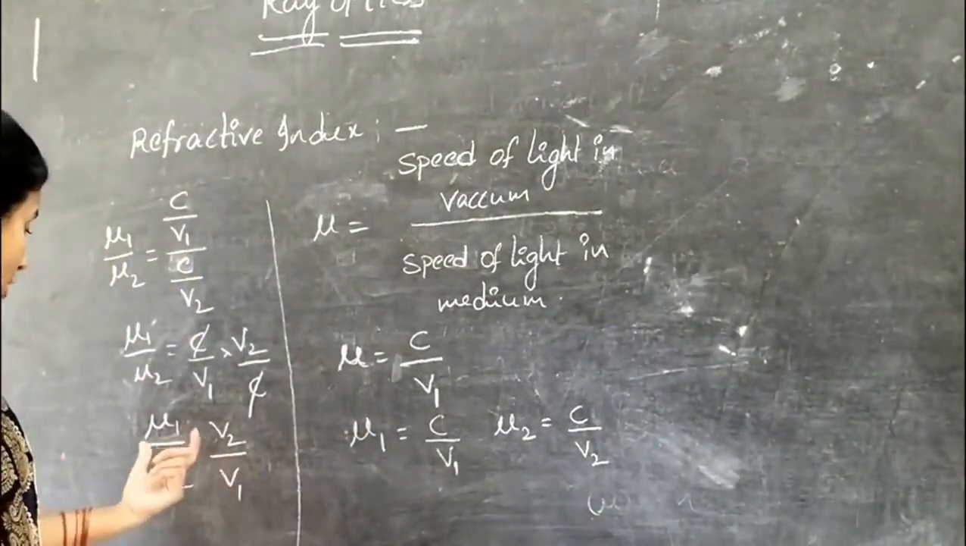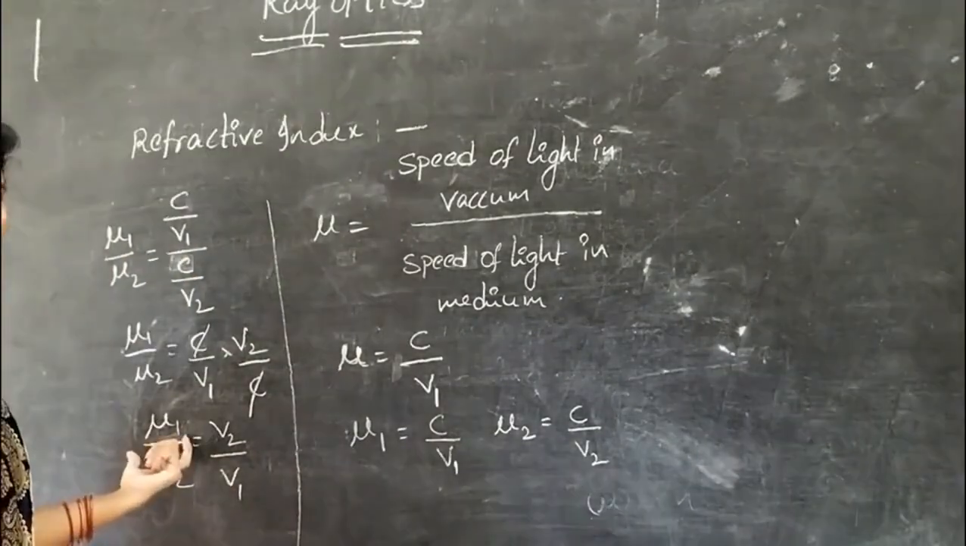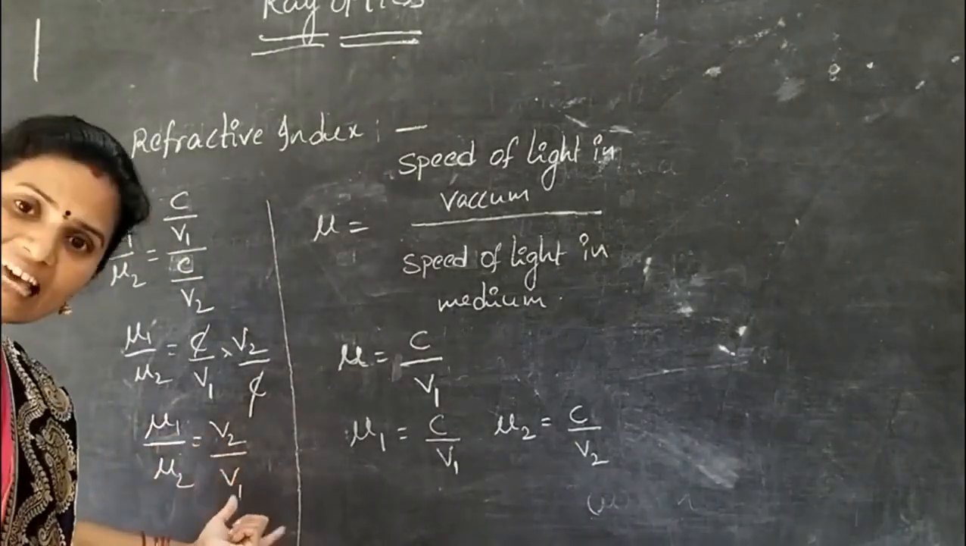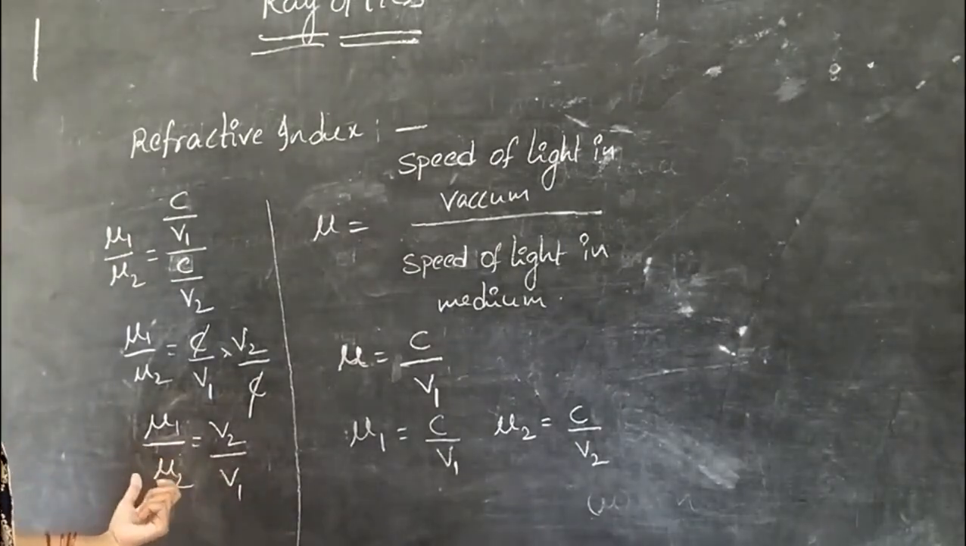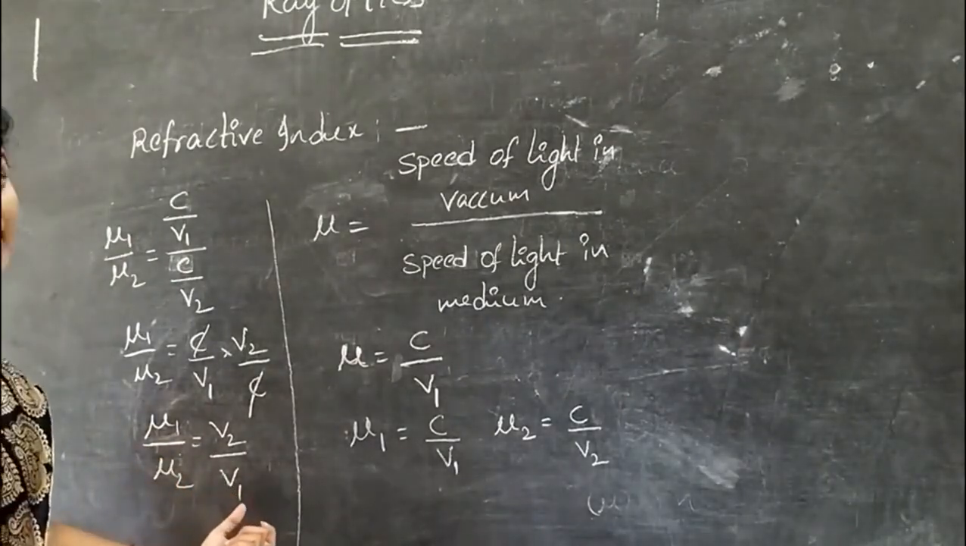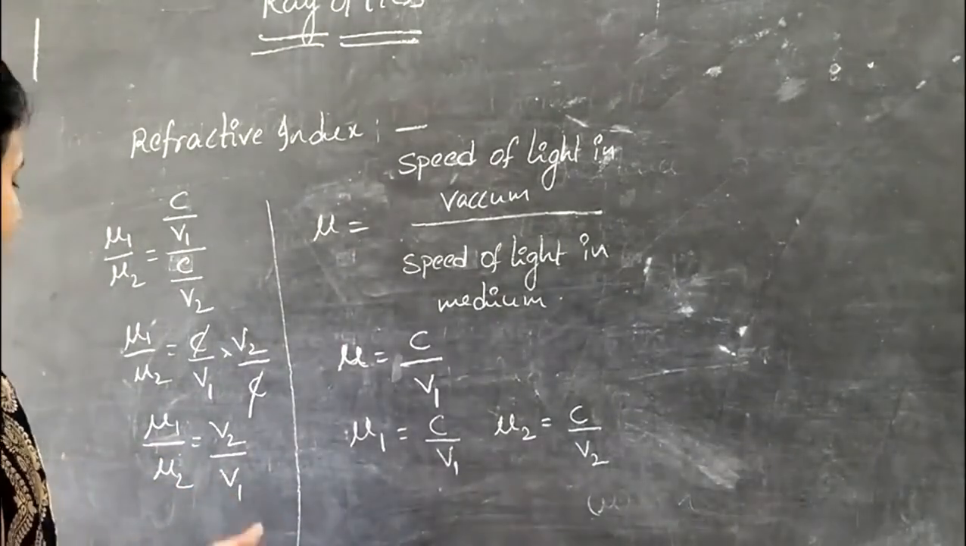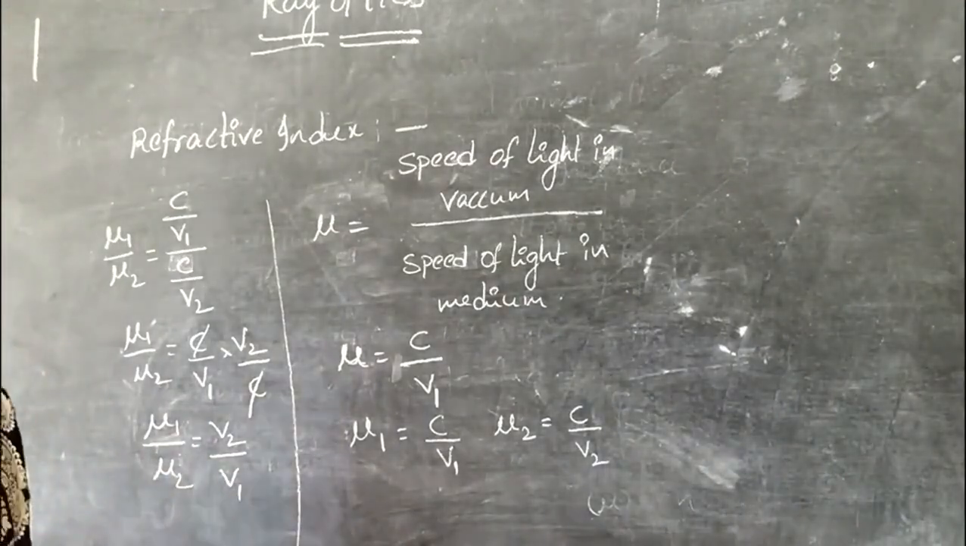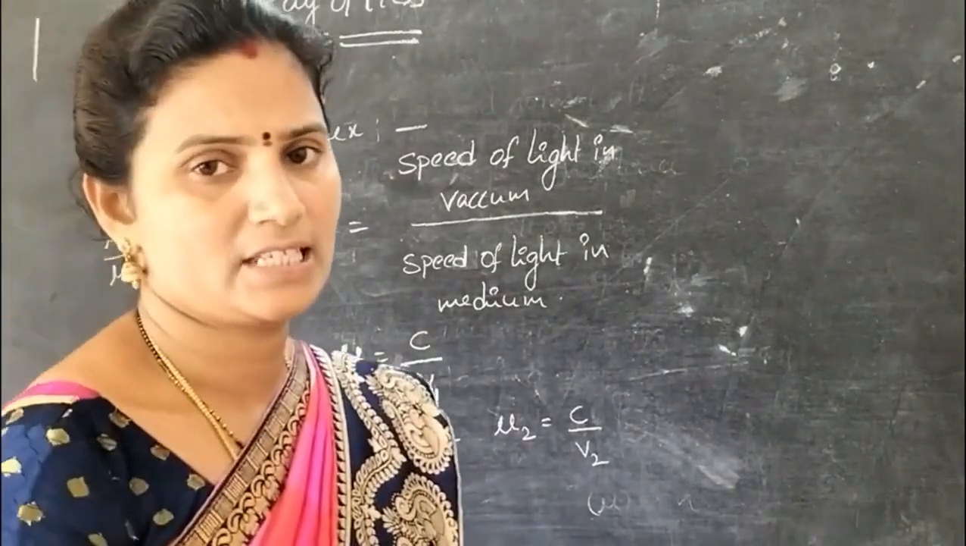of light. So if the refractive index is more, then the speed of light is less. If the refractive index is less, then the speed of light is more. So this is the relation between refractive index and velocities.